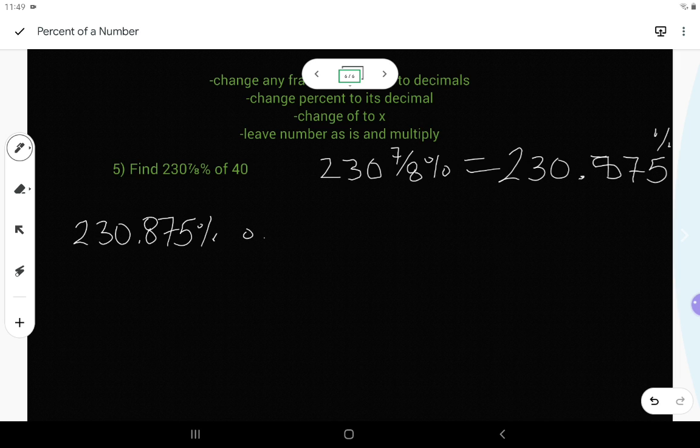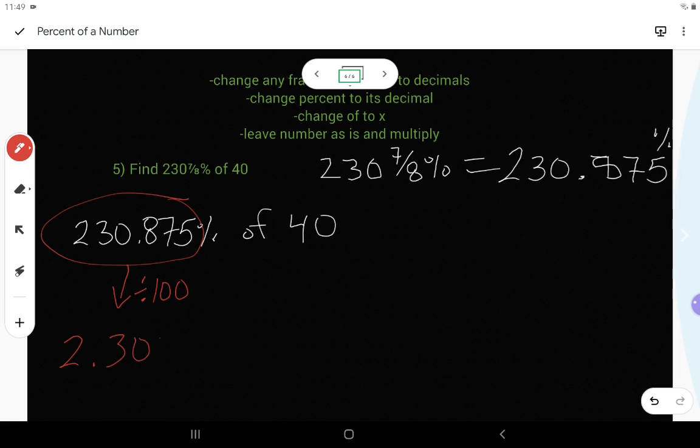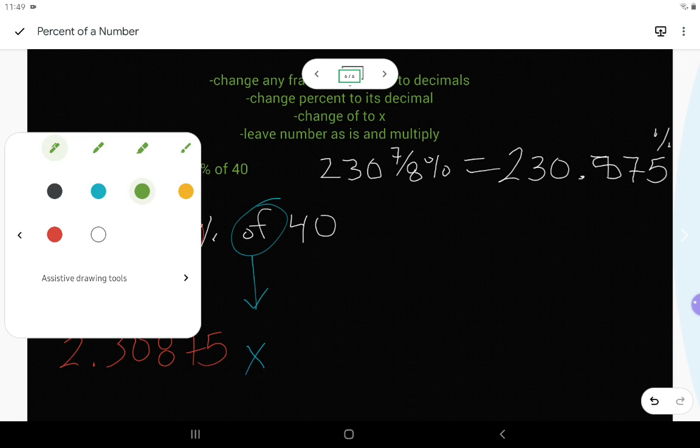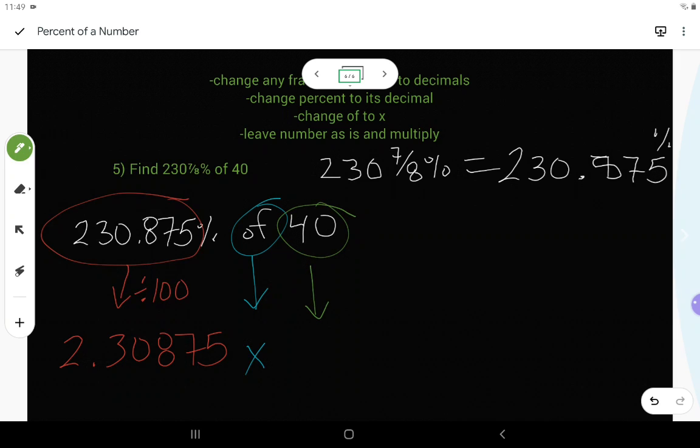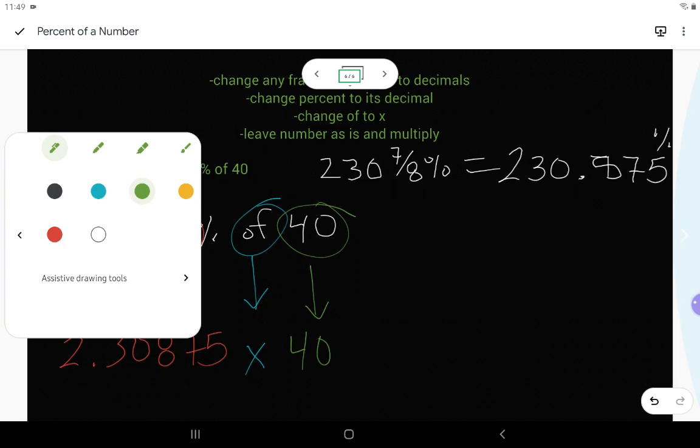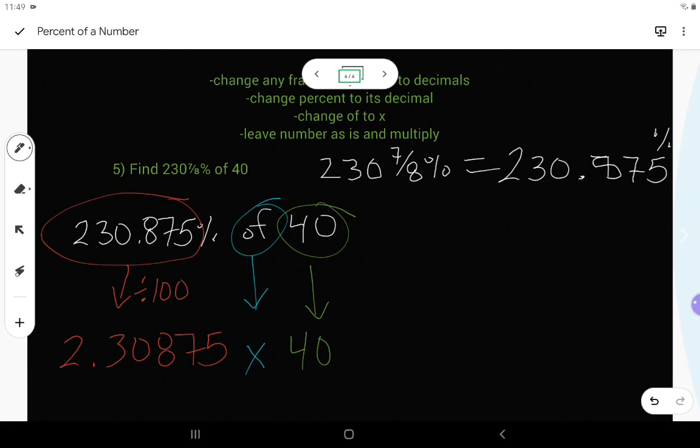230.875% of 40. And now I'm going to take my percent and change it into its decimal form, which is 2.30875. I'm going to take of and write it as a multiplication. And then we're going to take the 40 and leave it as a 40. And we simply type this into our calculator, 2.30875 times 40, and that's going to give us 92.35.